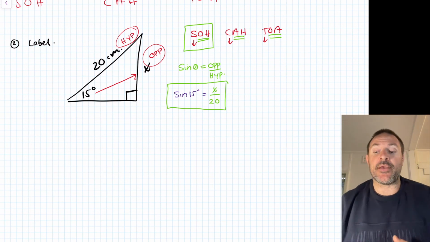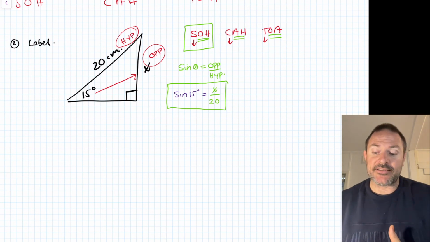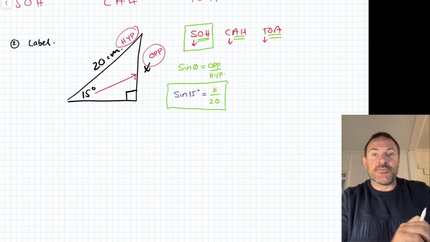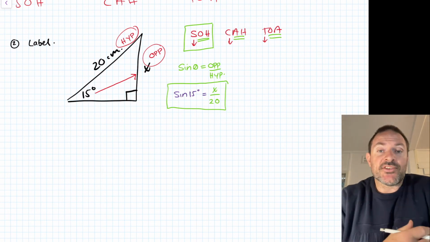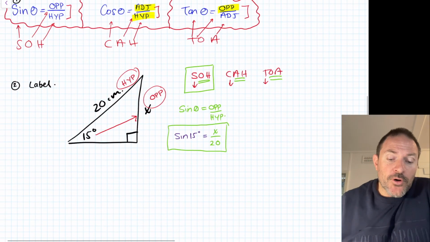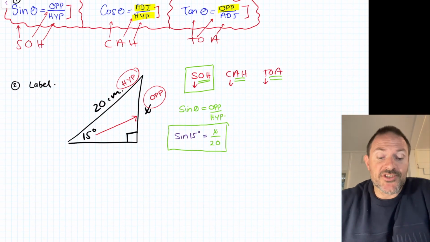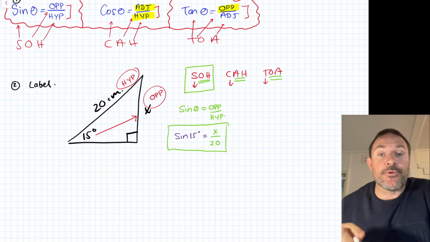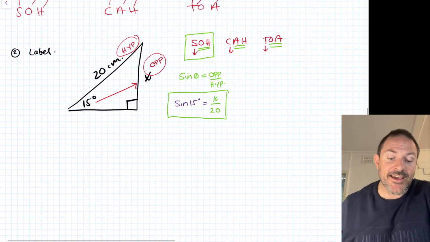Next lesson, it's about how to calculate the x. Usually, of course, opposite divide by 20 is times by 20. Okay, do 20 sine 15, go from there, but that's tomorrow's lesson. First of all, learn your rules, SOH CAH TOA. Second of all, label your diagram: opposite, hypotenuse, adjacent. Third, choose the appropriate rule. Job done. Okay, job done.